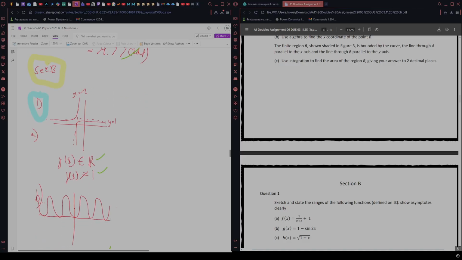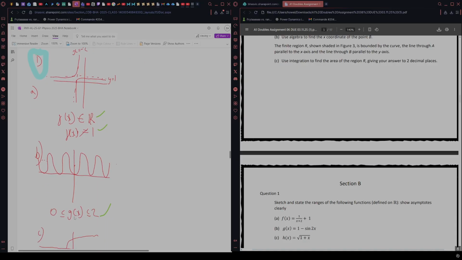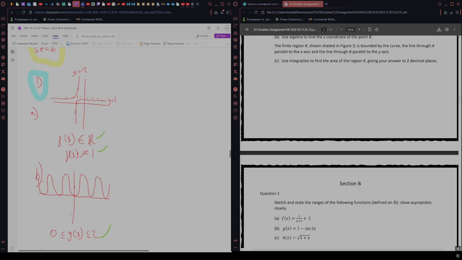Then 1 minus sine 2x is just sine 2x, flipped to negative sine 2x and moved up 1, which means that, because usually sine starts at the top, but because it's been flipped and then moved up, it will start at the bottom. Sorry, I'm just doubting myself. And we can see the range, because usually sine is from negative 1 to 1, so if you move that up by 1, that's going to give us 0 to 2.